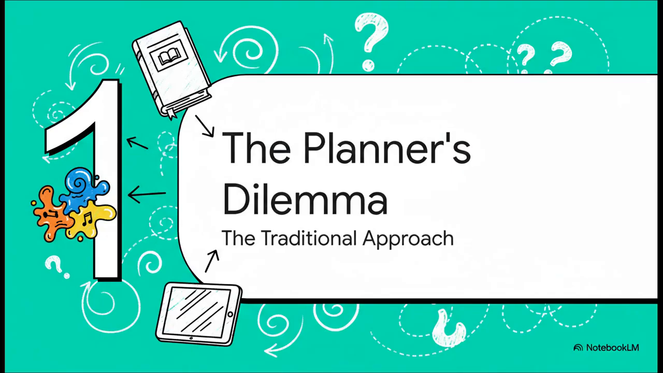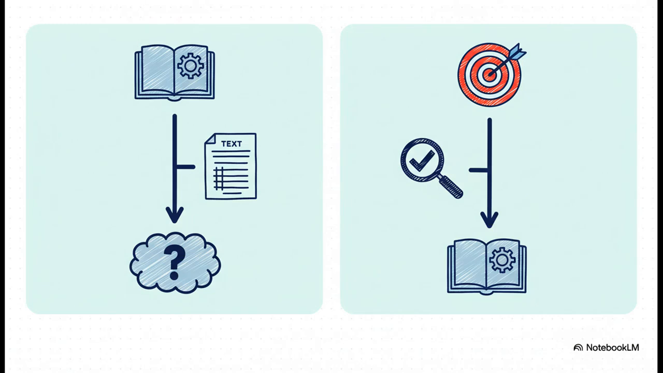So let's talk about how most of us do it, kind of by default. We fall into this traditional approach. We get excited about the fun stuff first, the cool activities, a great textbook we found, or some flashy new software we want to try out. And this slide just lays out the difference perfectly.